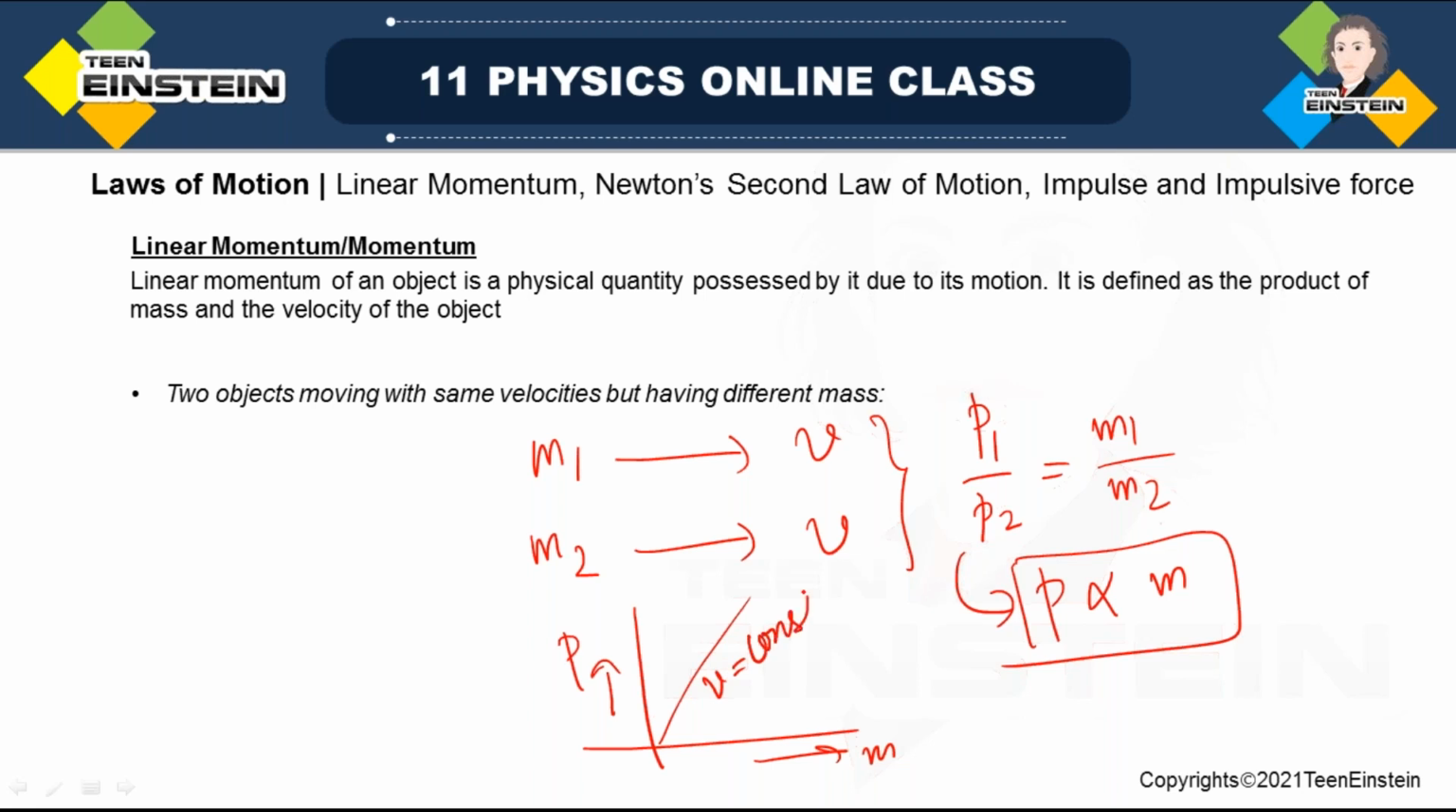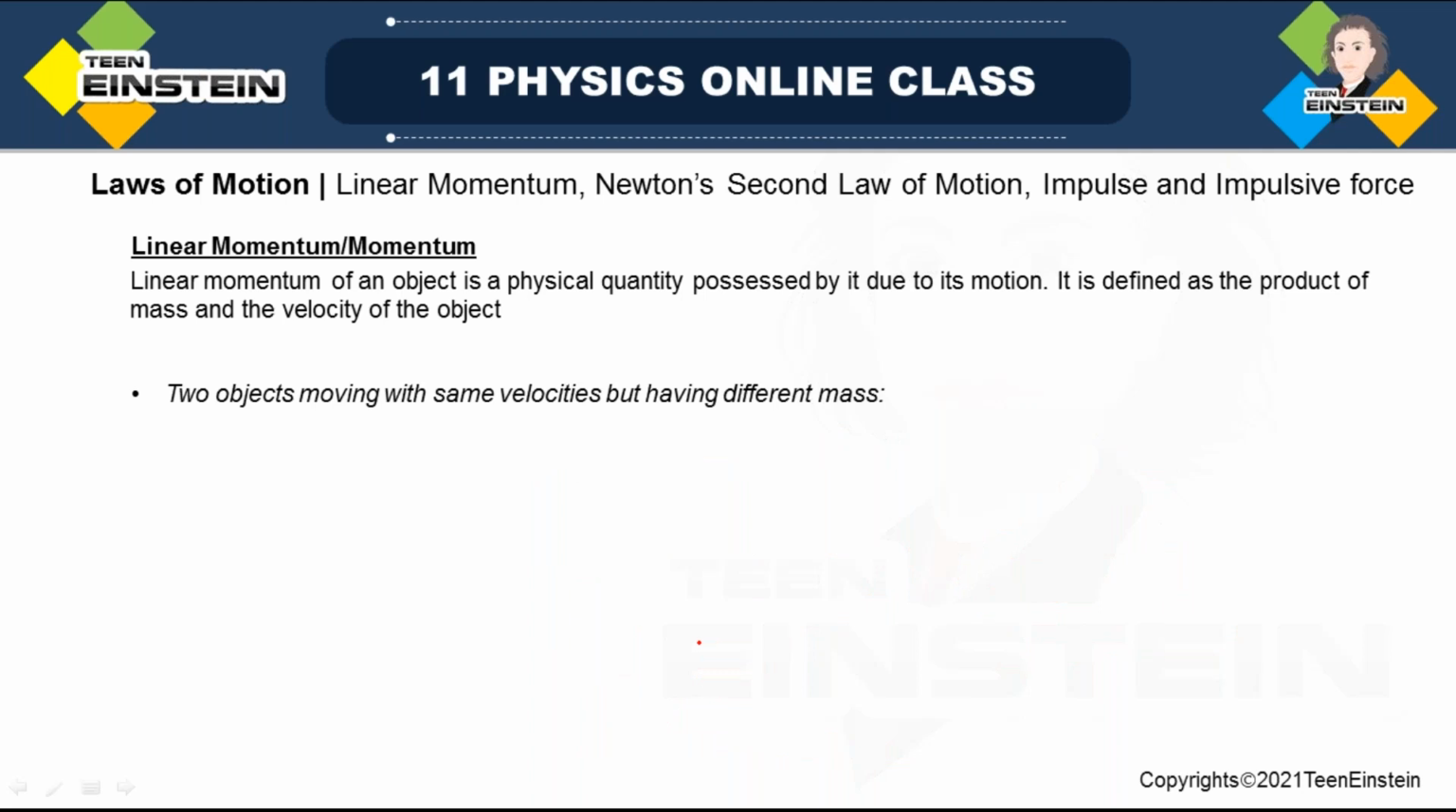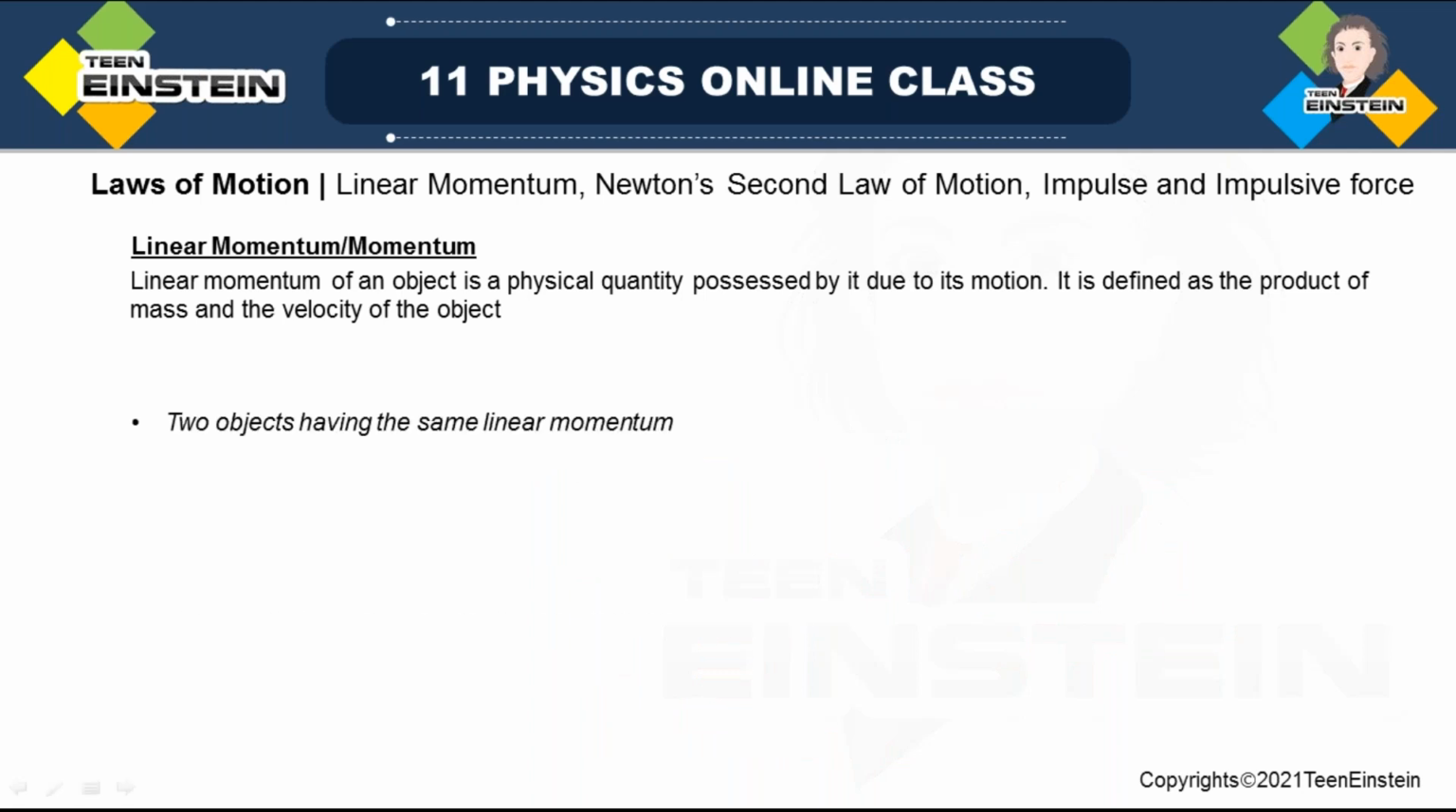Okay, velocity of the object remains constant. Okay, this is second point. Now we'll take another important point here. If you have two objects having the same linear momentum, let us see how it goes.